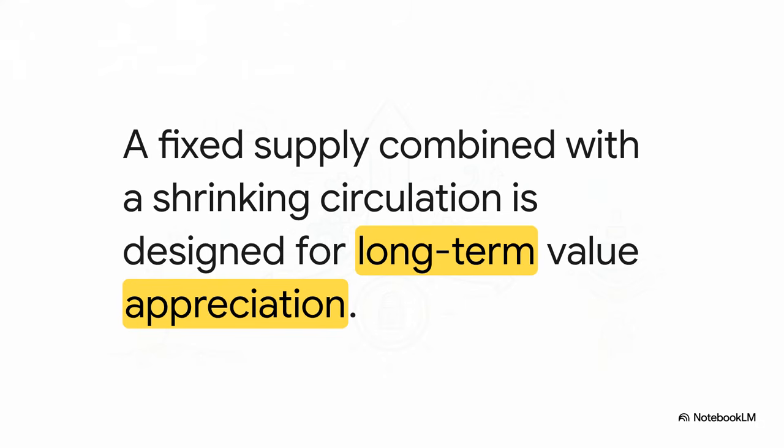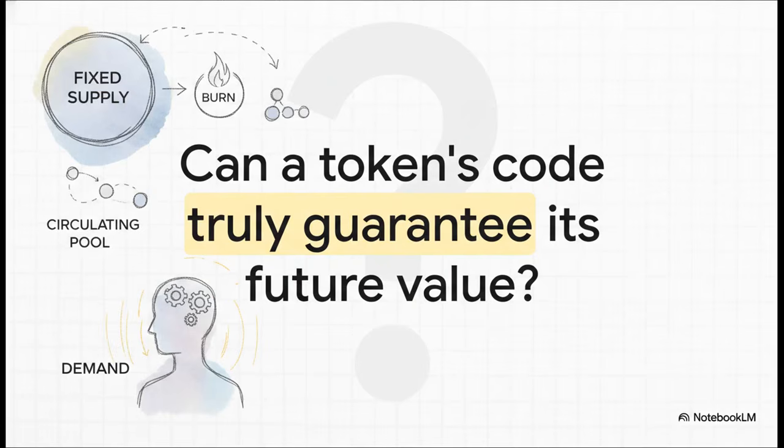And this brings us right back to their core thesis. According to the documentation, if you combine a fixed supply that can't grow with a circulating supply that's constantly shrinking, well, that entire system is designed with one goal in mind: long-term value appreciation. So there you have it. That's the model as they present it. A fixed supply, a burn mechanism, a small circulating pool, all working together to create scarcity.